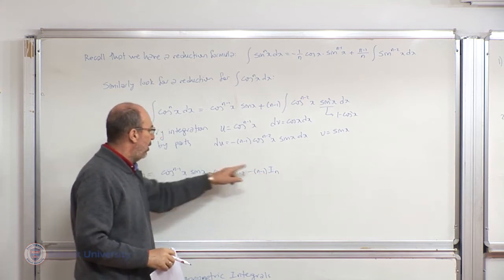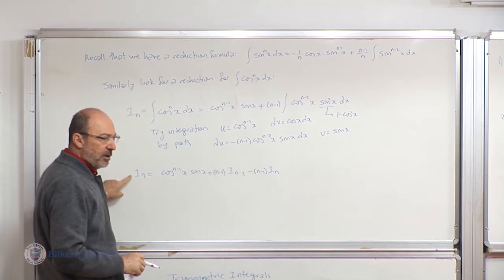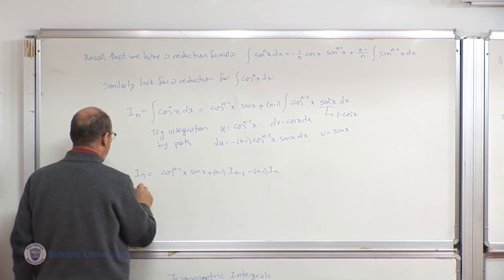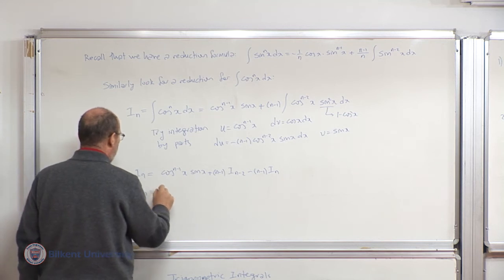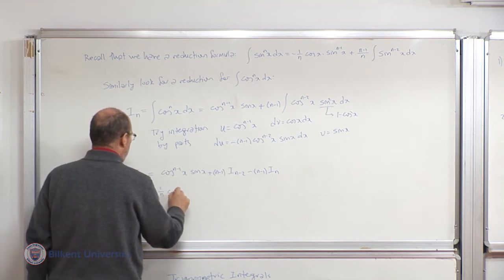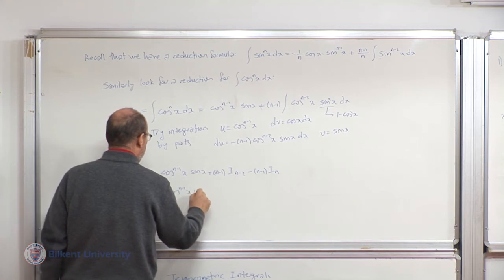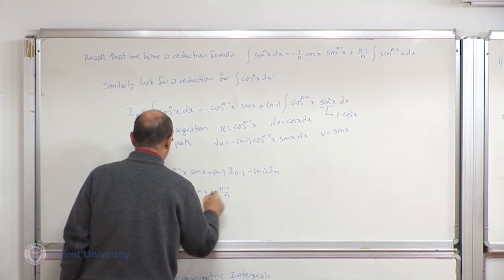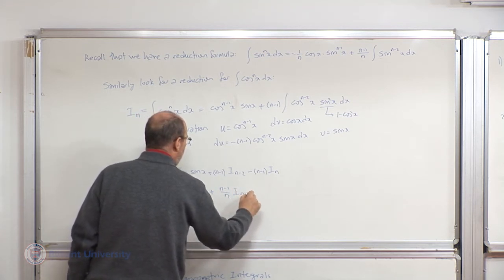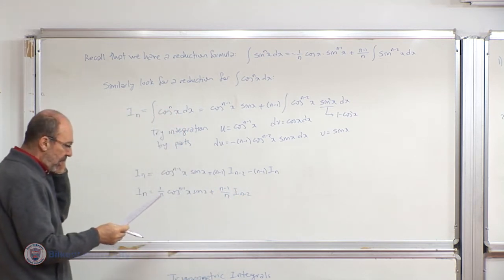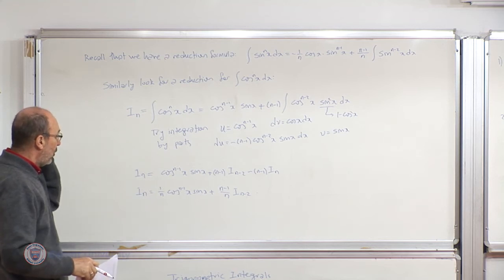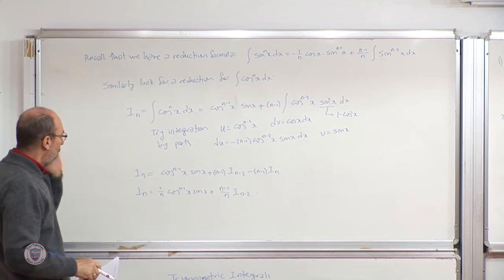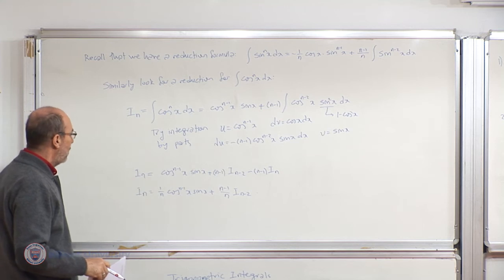Okay, so I take it to this side. I have n of these. So I divide everything by n. I have 1 over n cosine^(n-1) x sine x plus (n-1) over n I_(n-2). Okay, so we have a reduction formula also for cosine. So you see that we just had a sign change.